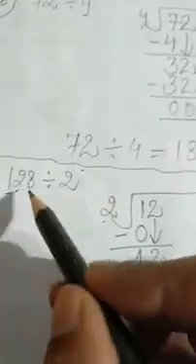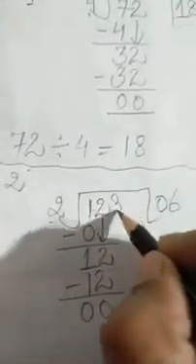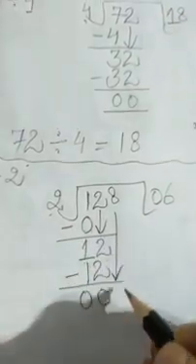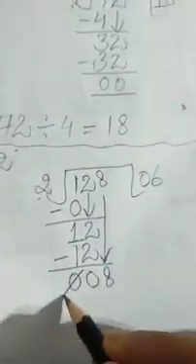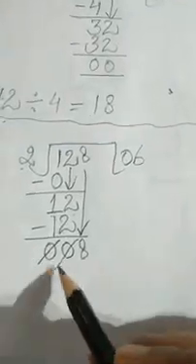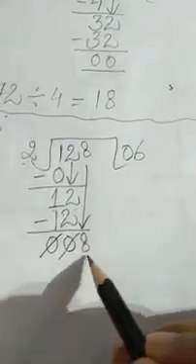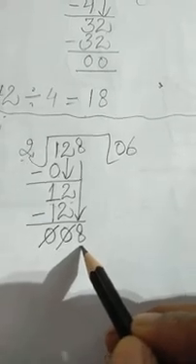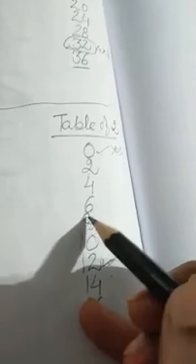Now here one more digit is there. We will bring it downside. Here these zeros we will ignore because no number starts with 0. Only 8 is with us. Now again we will see the table of 2. When we have seen the table of 2, we got 8 here.